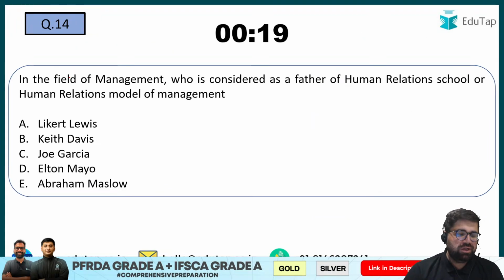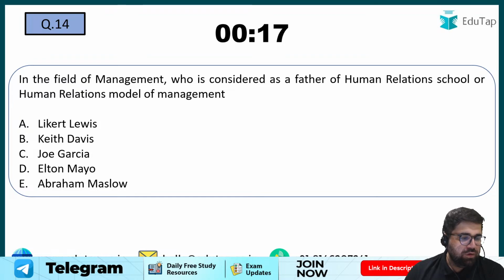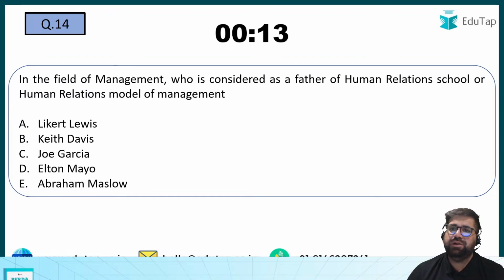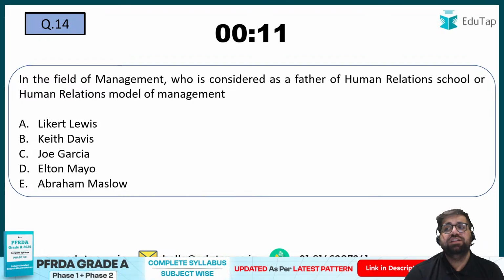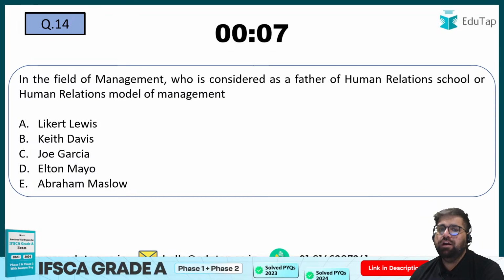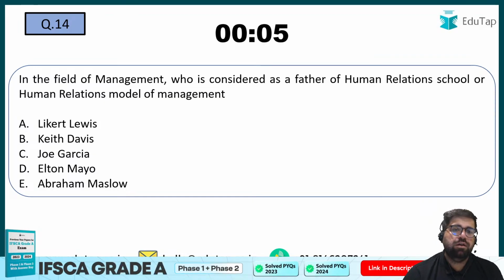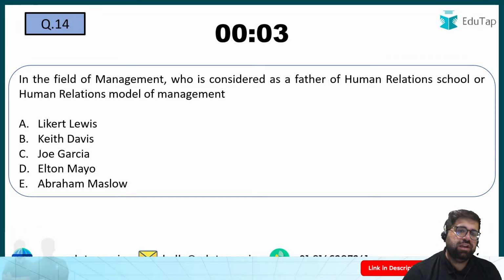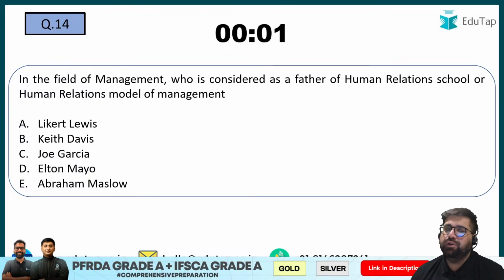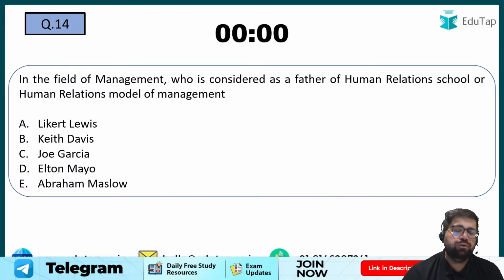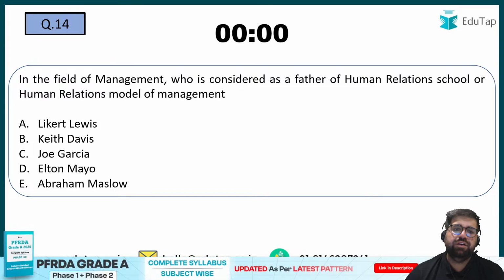Moving forward to question number 14. Who will give me the right answer? In the field of management, who is considered the father of human relation schools or human relation models of management? Likert, Lewis, Keith Davis, Joe Gracia, Abraham Maslow, or Elton Mayo? So what will be your correct answer for question number 14? This is a very basic question. Yes, the correct answer will be Elton Mayo.